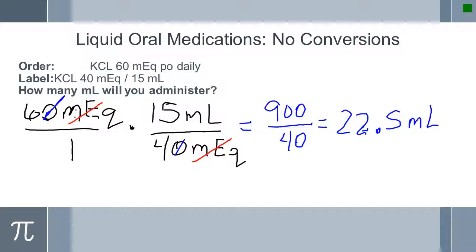Then on the bottom, or the next column, we have 40 milliequivalents and 15 mils. It's just like anything else. It has to be the exact same, canceling on the top and the bottom. So we want that milliequivalents on the bottom. So our top is 15 milliliters over 40 milliequivalents.